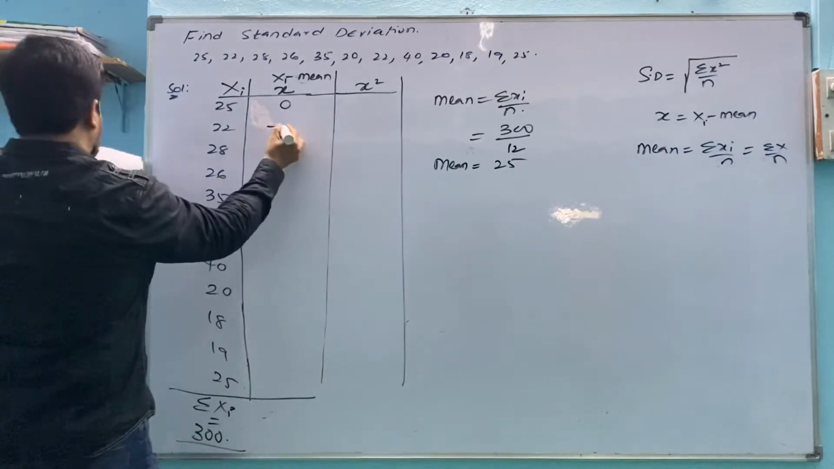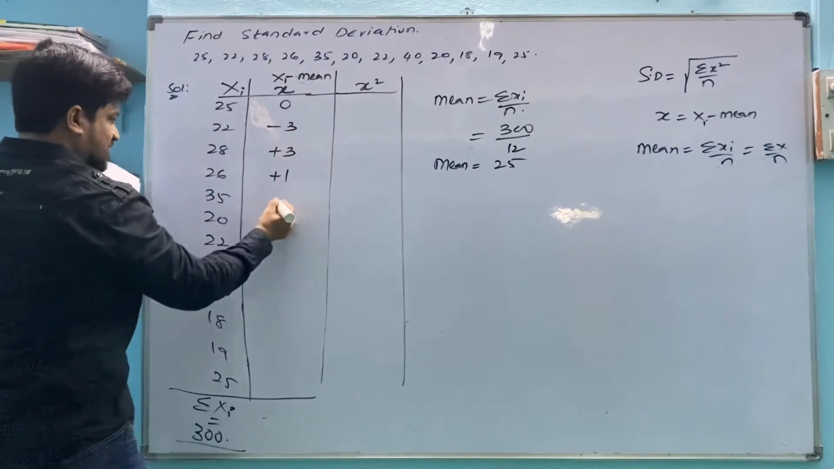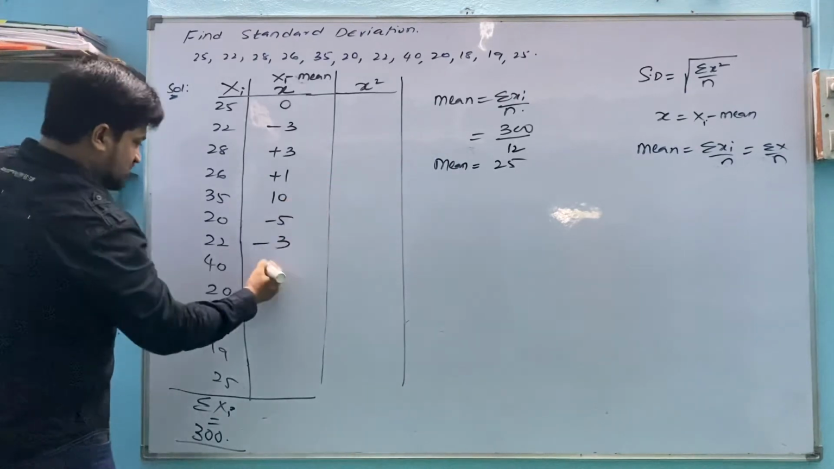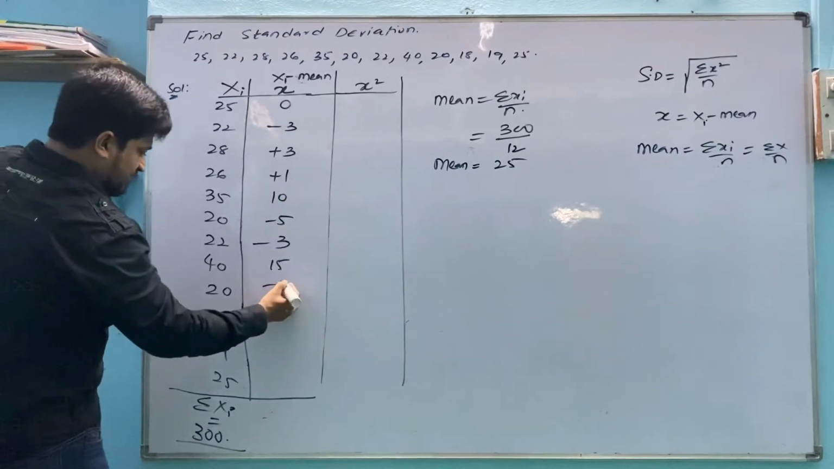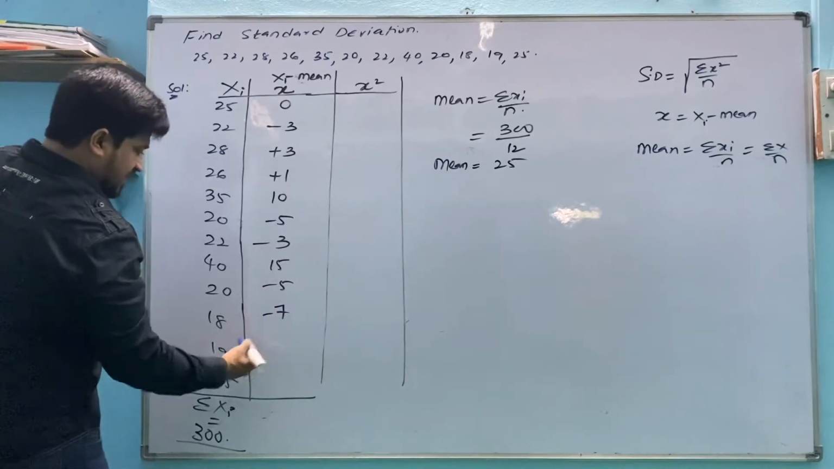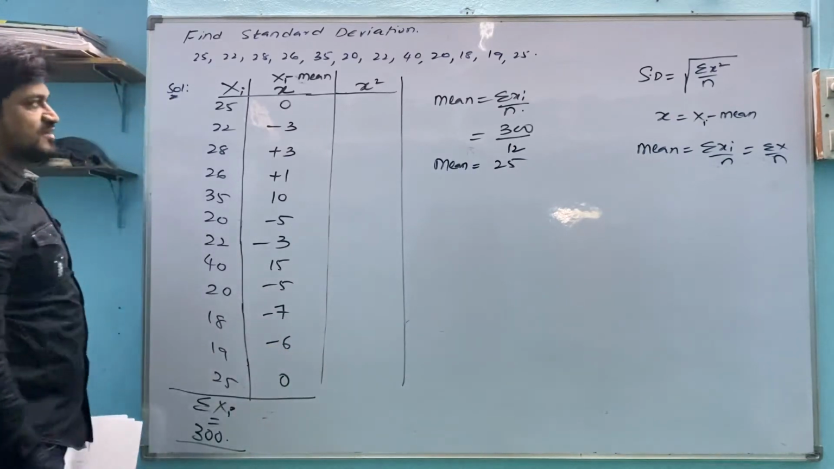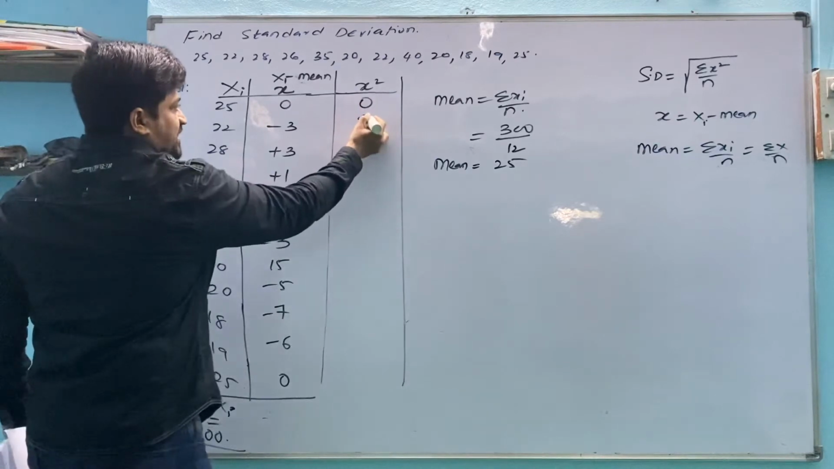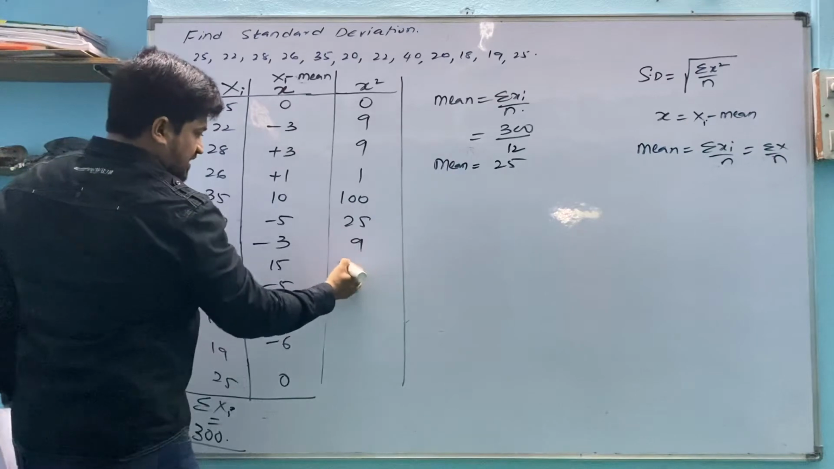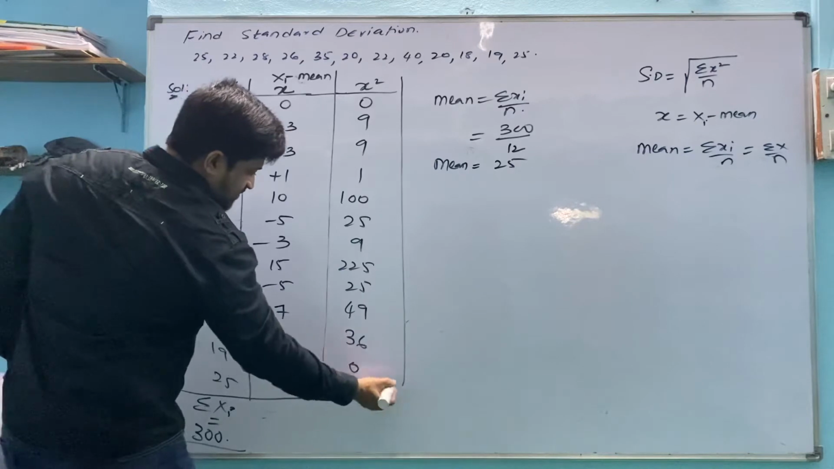Similarly, 22 minus 25 is minus 3. 28 minus 25, 26 minus 25, 35 minus 25 is 10, 20 minus 25, 22 minus 25, 40 minus 25, 20 minus 25, 18 minus 25, 19 minus 25, 25 minus 25. Then square of these values: 0, 9. Square is always positive. 10 times 10 is 100. 25, 9, 225, 25, 49, 36, 0.